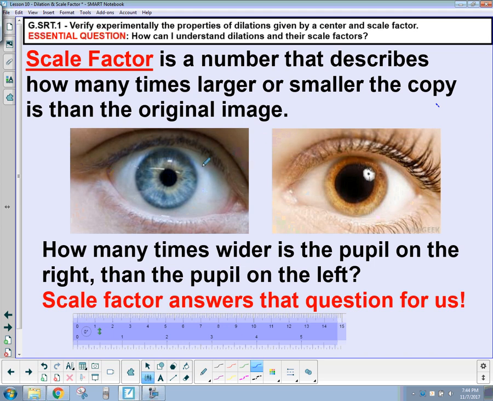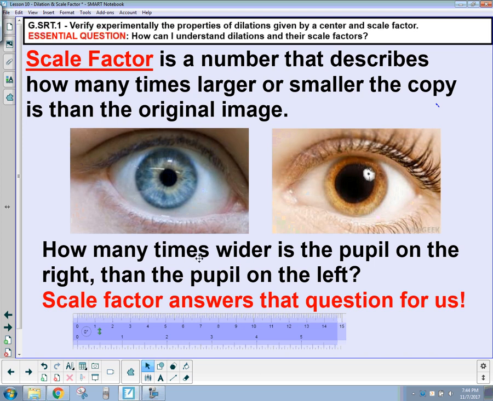So, here's a shot of my pretty blue eyes. And this is me when I get angry. You know, a little red around the eyes.